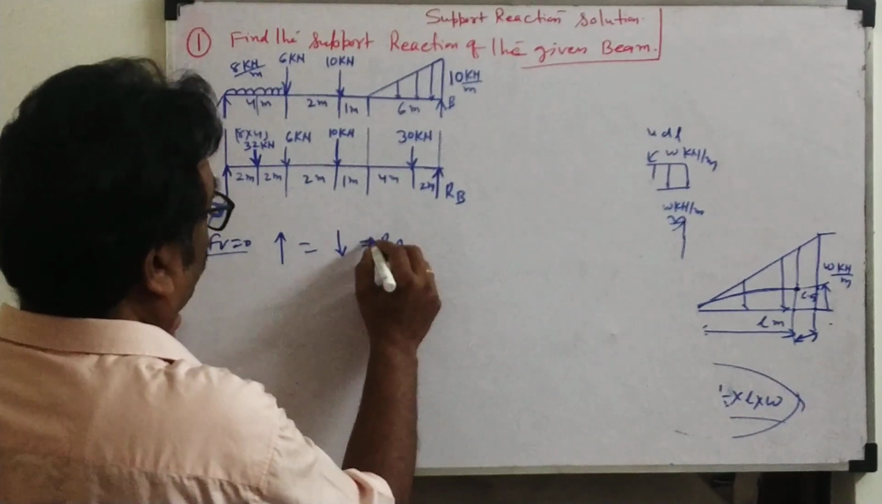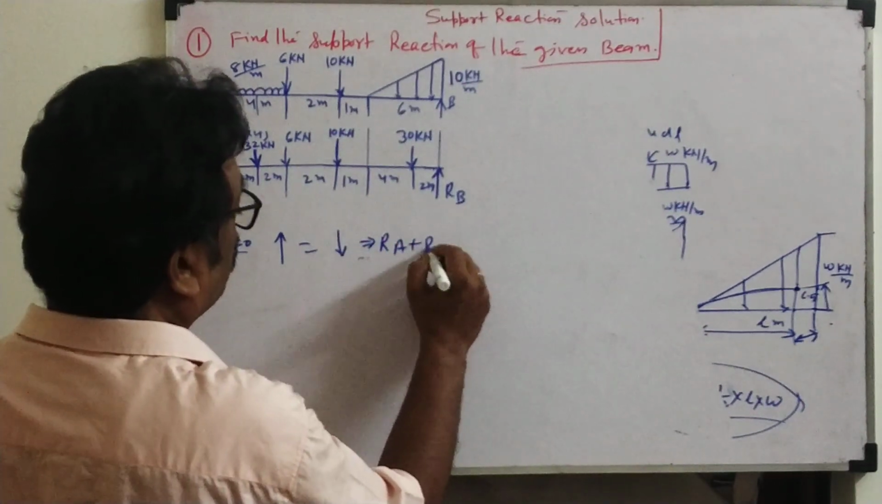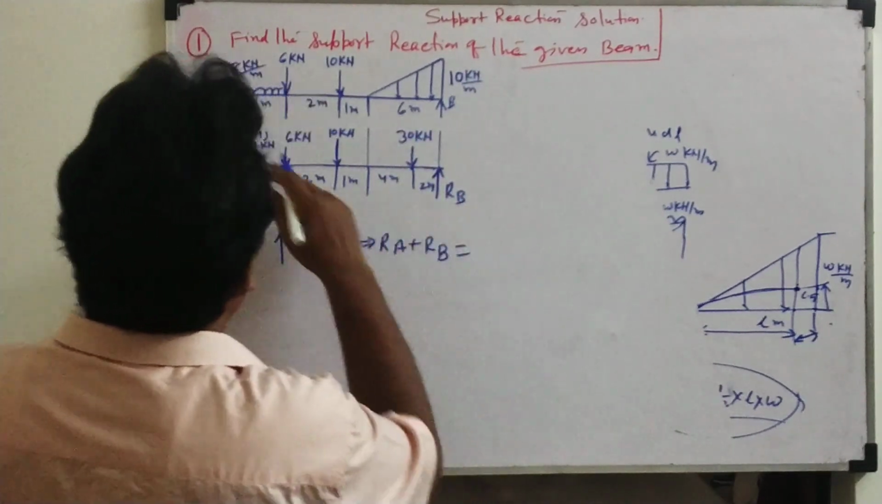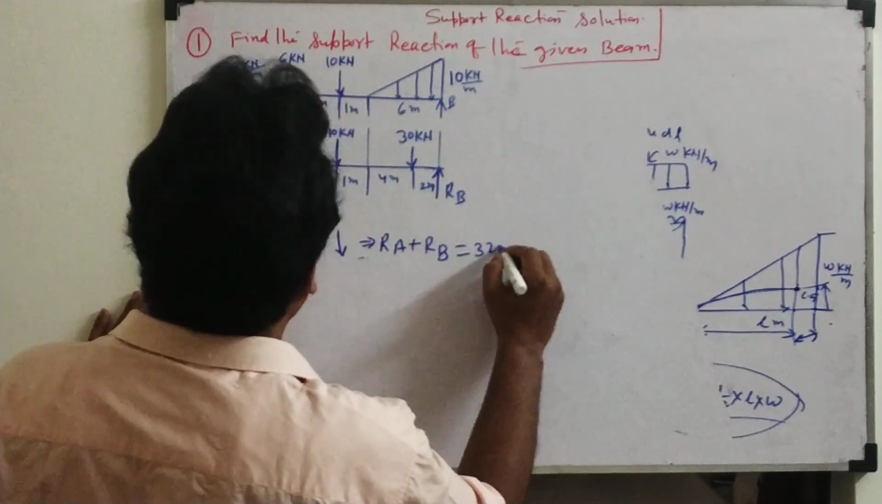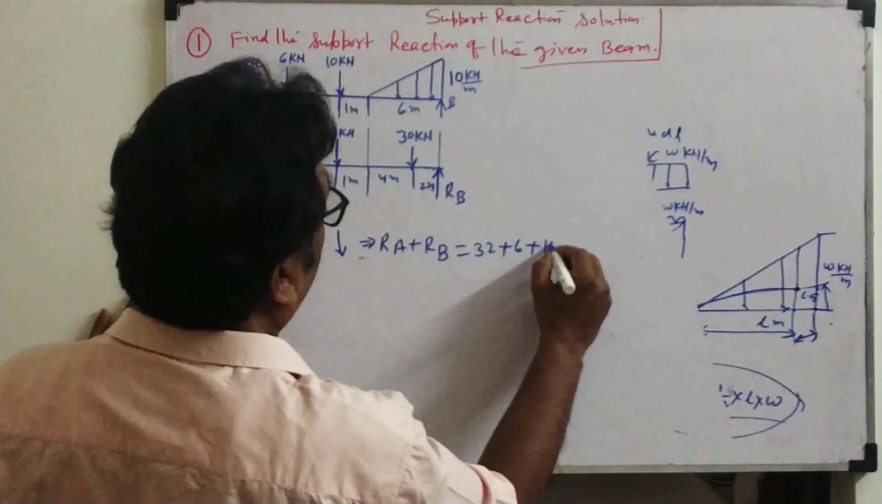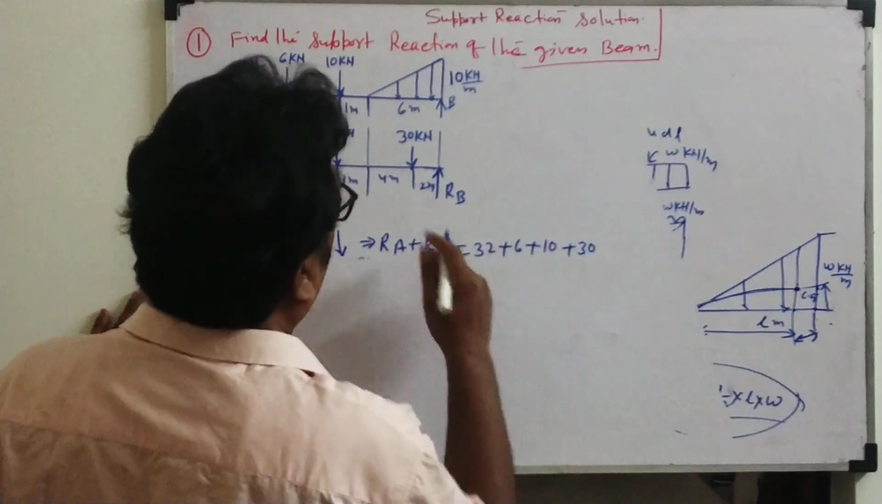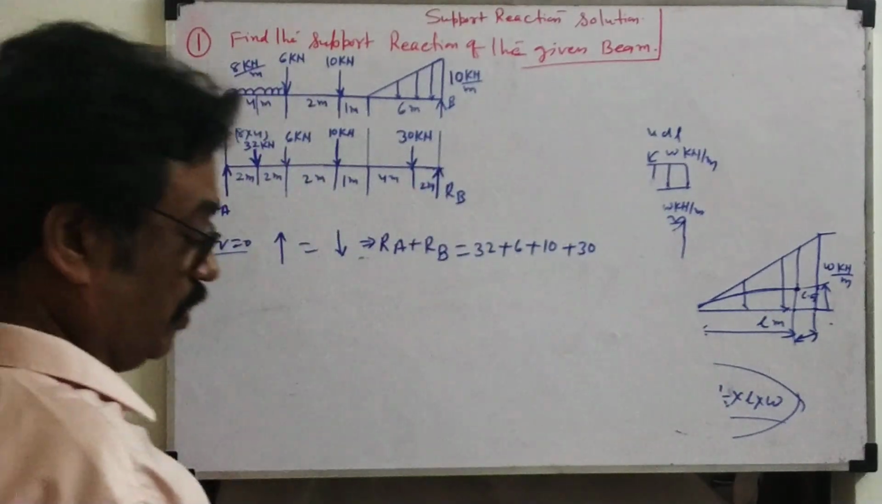RA plus RB: two upward forces. Downward forces: 32 plus 6 plus 10 plus 30. What is 30? That is the load, which I know now.